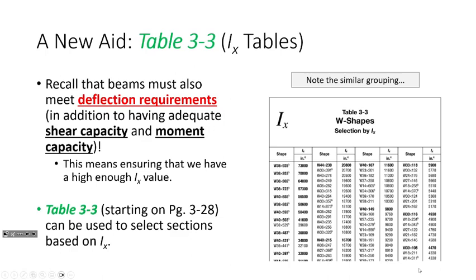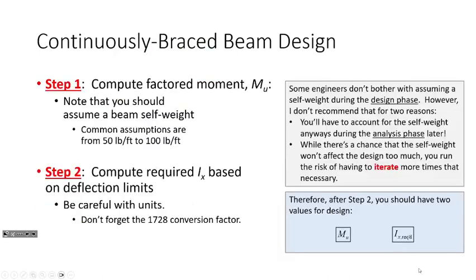And so let's actually go through the process. This process is a little bit more involved, I guess you would say, than column selection, but you'll see what I mean here, okay? So first off, let's go through the process as to how we would design a continuously braced beam, okay? So the first thing that we have to do is compute the factored moment, okay?